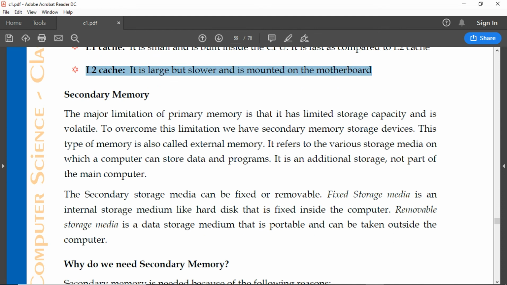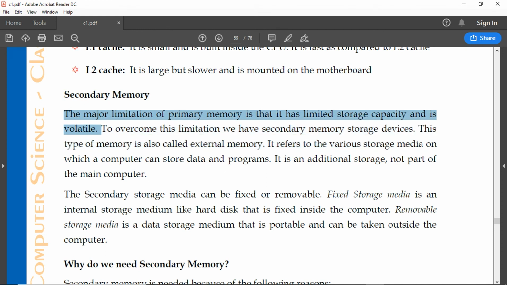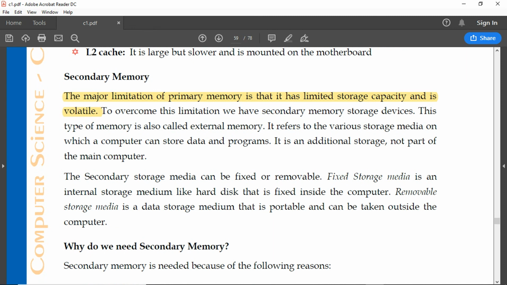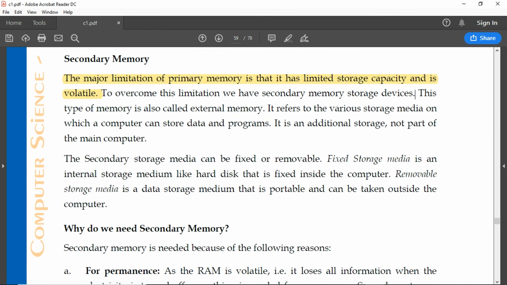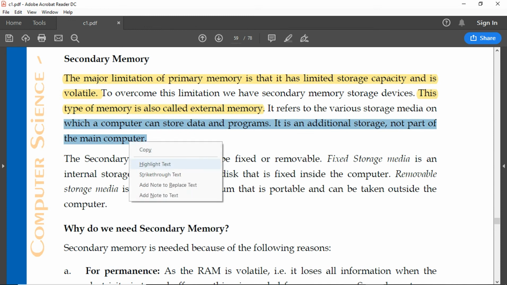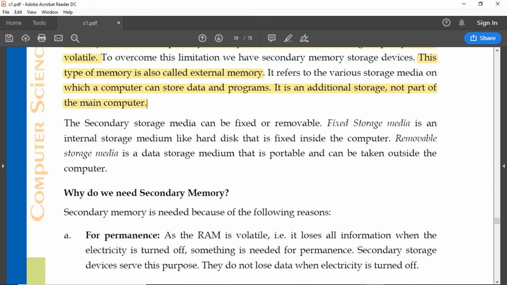Secondary memory. The major limitation of primary memory is that it has limited storage capacity and is volatile. To overcome this limitation we have secondary memory storage devices. This type of memory is also called external memory. It refers to the various storage media on which a computer can store data and programs. It is an additional storage, not part of the main computer.